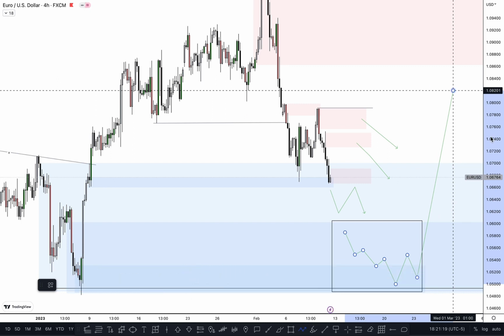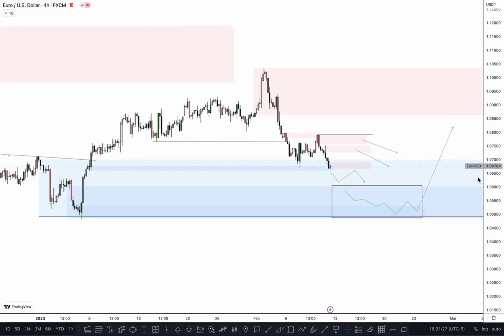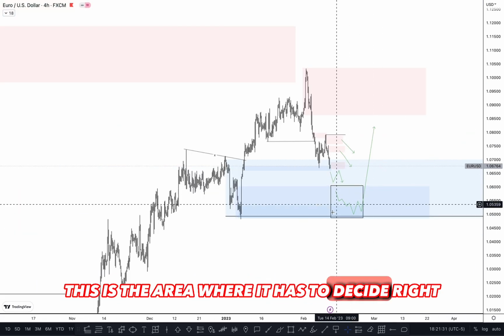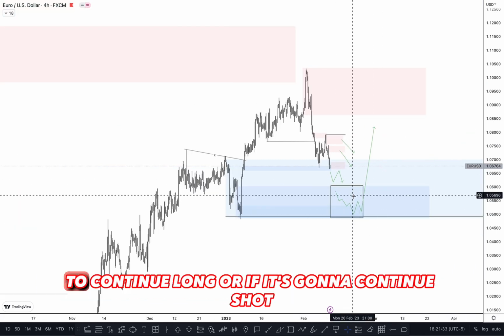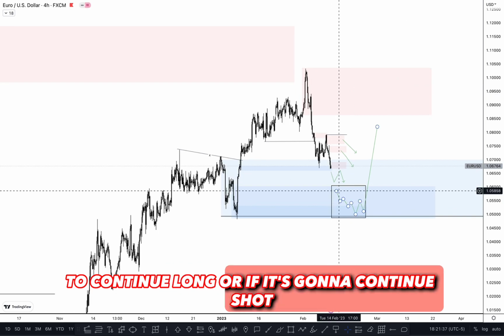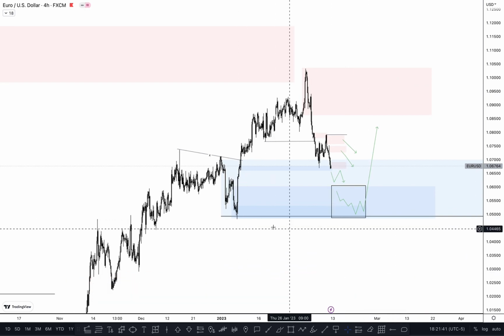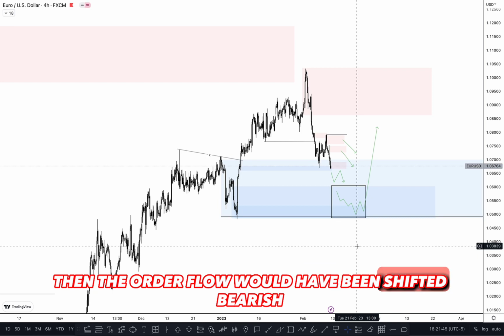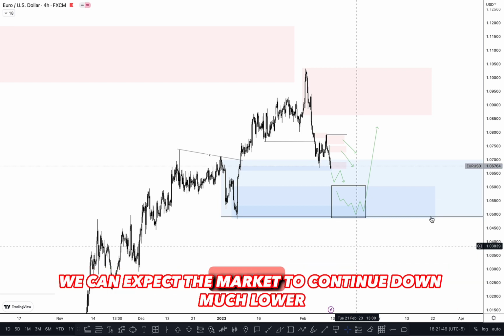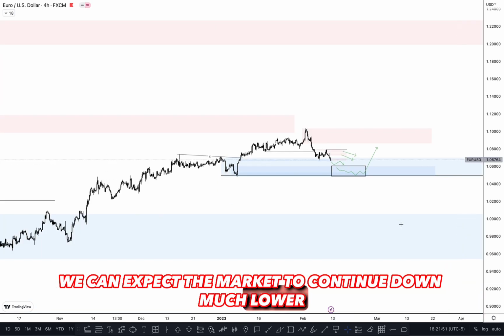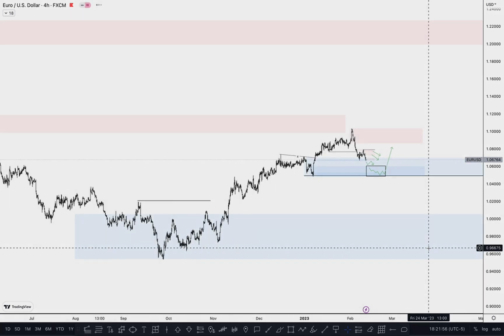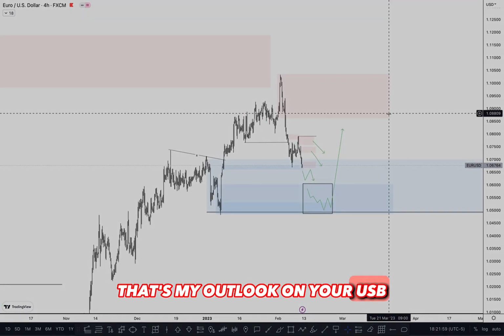If the market wants to continue this trend, this is the area where it has to decide, right? This is the area where it has to decide if it's going to continue long or if it's going to continue short. If we have this weekly low taken out, then the order flow would have shifted bearish, and we can expect the market to continue down much lower, right, to these zones. So that's my outlook on Euro USD.